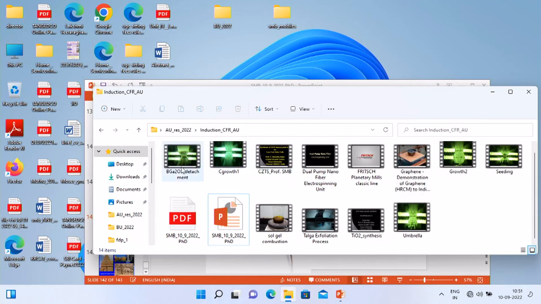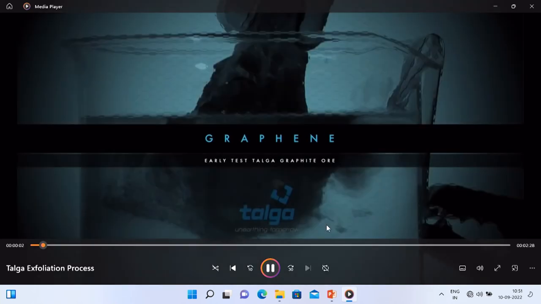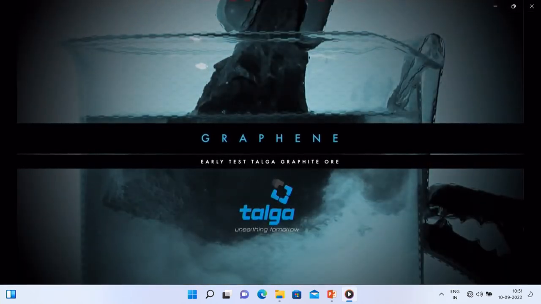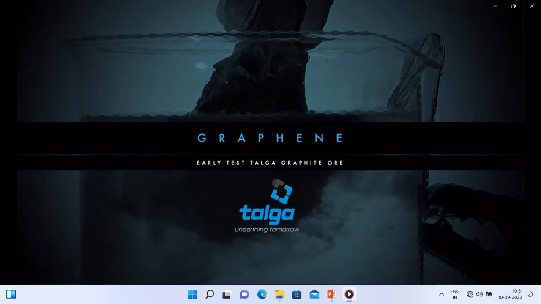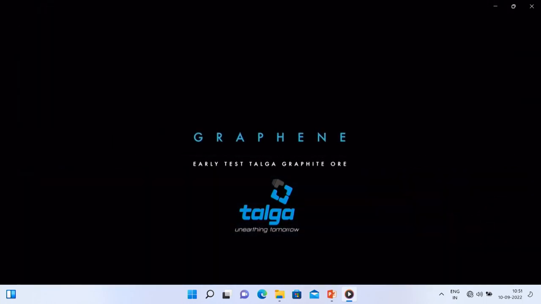This is, you can put it, the last bottom one, exfoliation, the next one, yeah. This is about exfoliation of graphene, how one can get graphene from graphite by a simple electrochemical process.